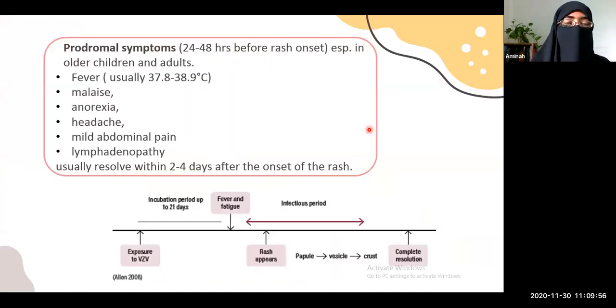So in both varicella and zoster, there is a pre-eruption phase where there are prodromal symptoms, like non-specific systemic symptoms because of the viremia. The severity of the symptoms varies, but it's usually more severe in adults and older children. The prodromal symptoms in varicella include fever, malaise, anorexia, headache, mild abdominal pain, lymphadenopathy, etc. And all these symptoms should usually resolve within 2 to 4 days of the onset of the rash.